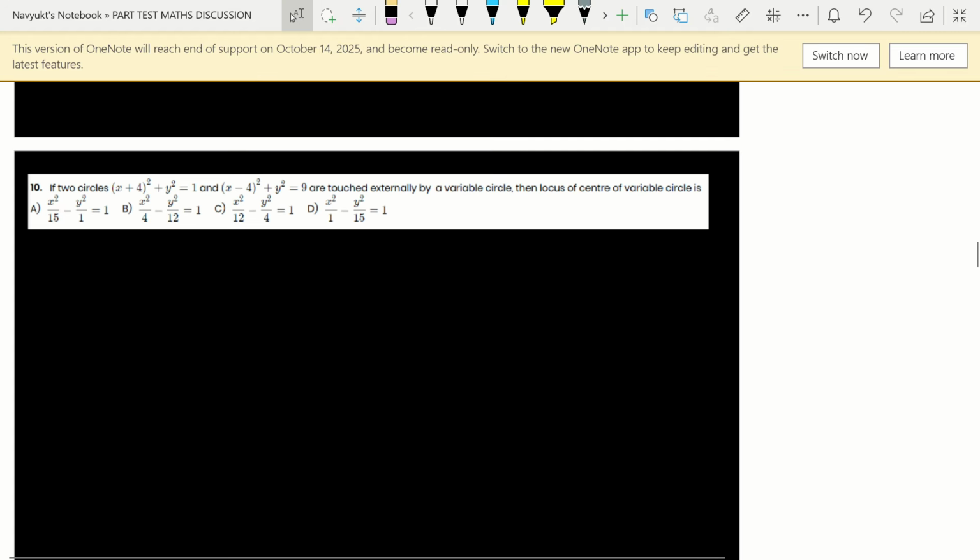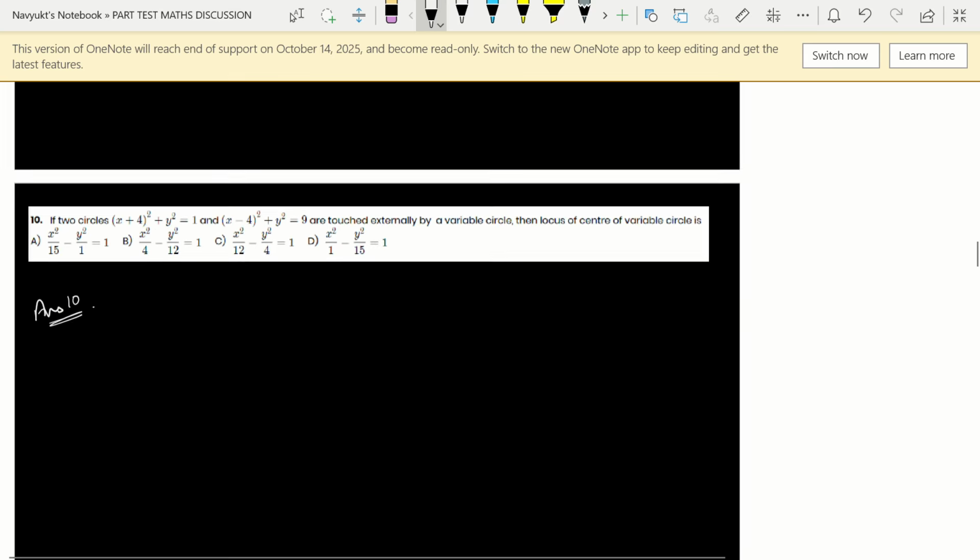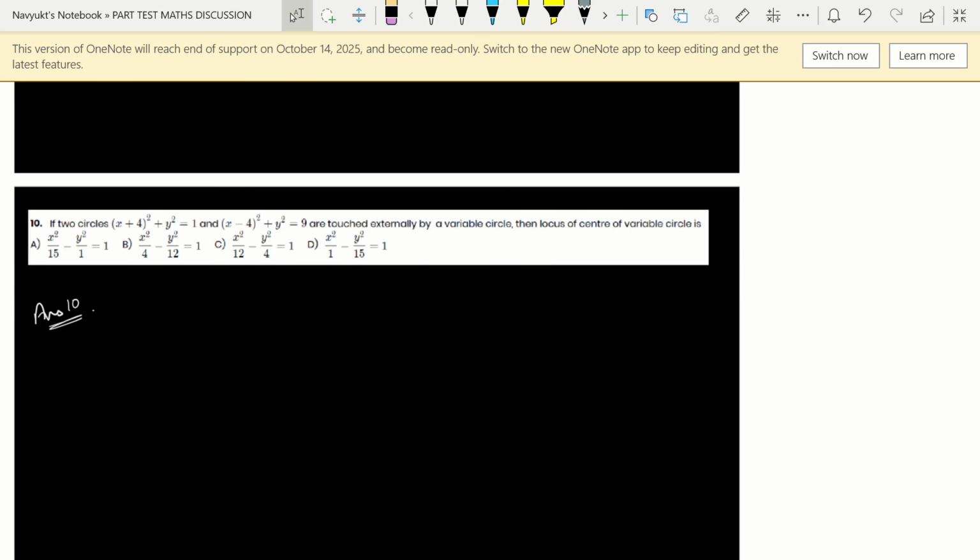Let's get to the second, 10th question. If two circles are touched externally by a variable circle, okay, fine. So two circles we have. They need not touch, right? They have different sizes, one has one radius, one has another. Fine, so we can make them like this. They are touched externally by a variable circle. Let's say this is the variable circle.